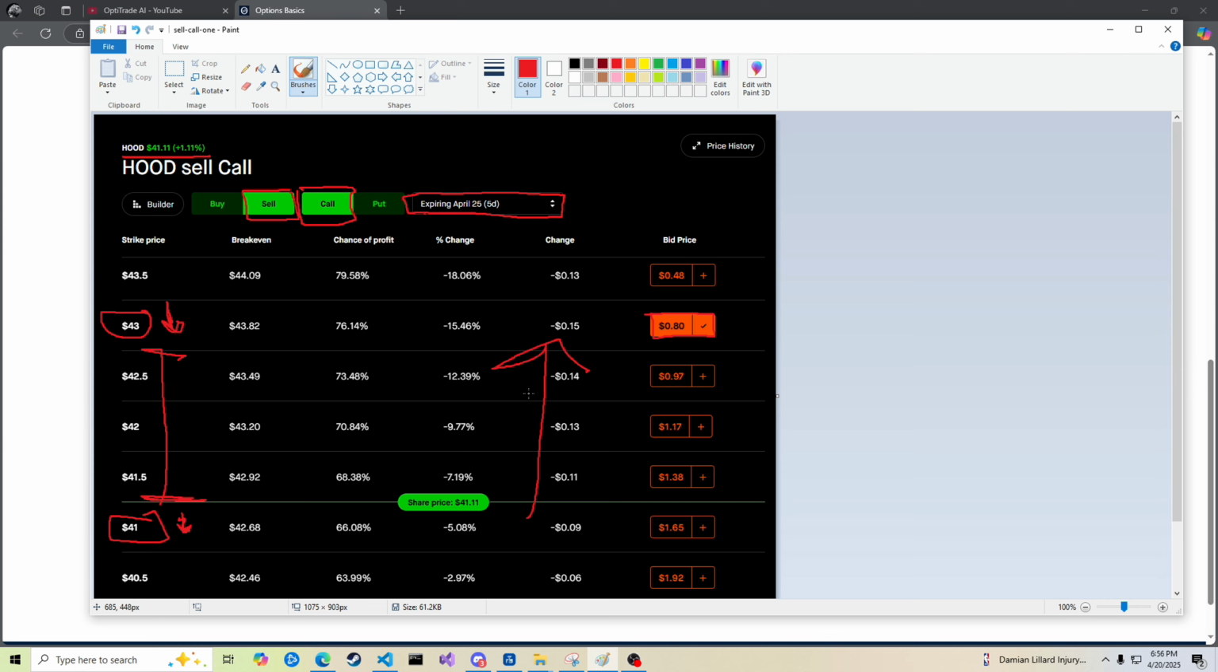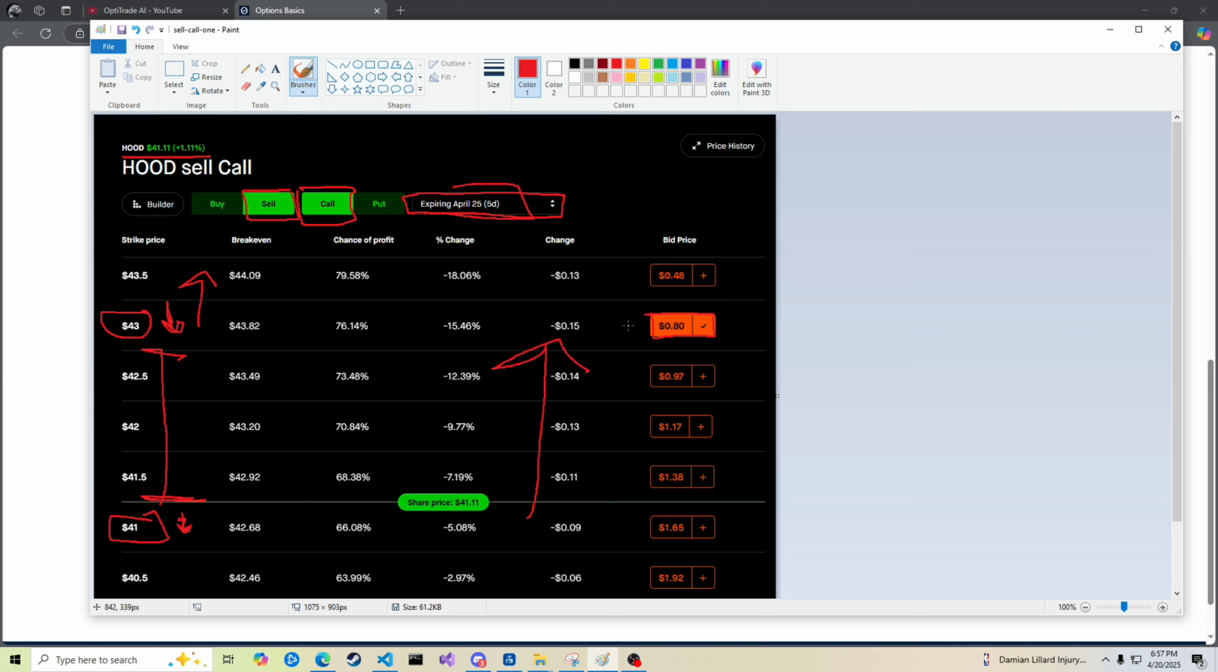Okay, that's very important to understand. If the option expires worthless, meaning that the price of the stock is below your strike price of your option contract, it'll expire worthless and you'll just collect that premium and you're ready to do this again next week, next month, whatever you decide to do. On the contrary, if the stock goes above $43 by April 25th, you are then obligated to sell Hood.